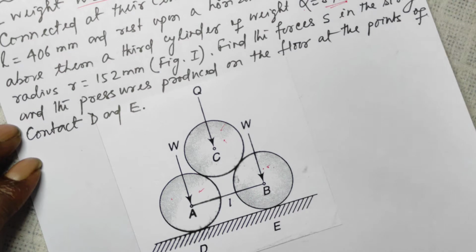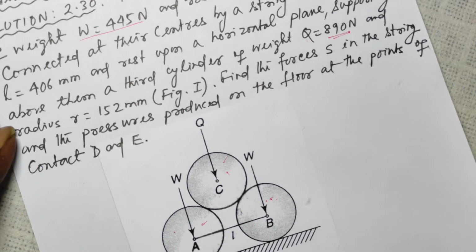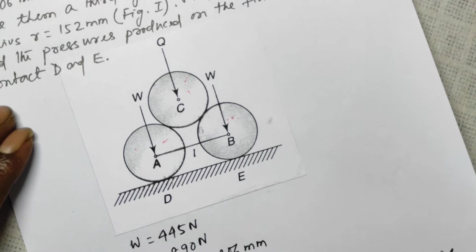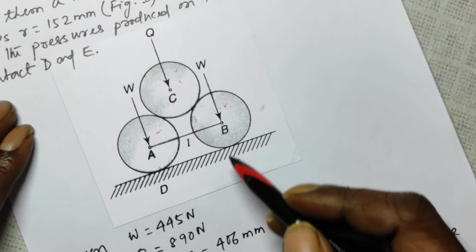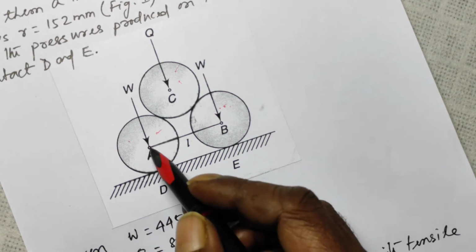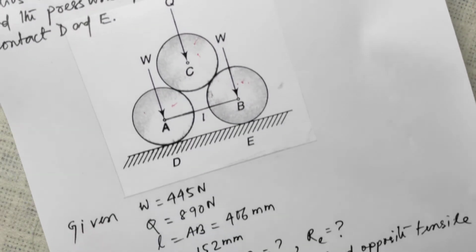Find the force S in the string and the pressures produced on the floor at the points of contact D and E. What is the pressure here? What is the pressure here? Means the reaction force. And in the string, what will be the tension? So, let me go quickly.